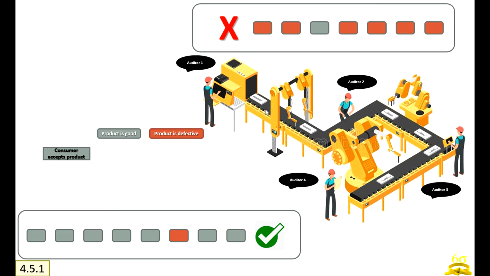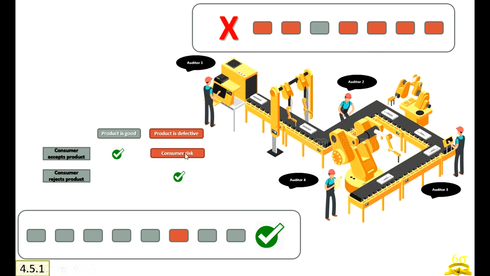Now, consumer accepts the product. What we have done is, we have two scenarios again. Consumer either will accept the product or consumer will reject the product. If consumer accepts a good product, that is good, no issues in that. If consumer rejects a bad product, that is also good, there is no issues in that, right? But the problem is consumer accepts the product, but the product is defective here, right?